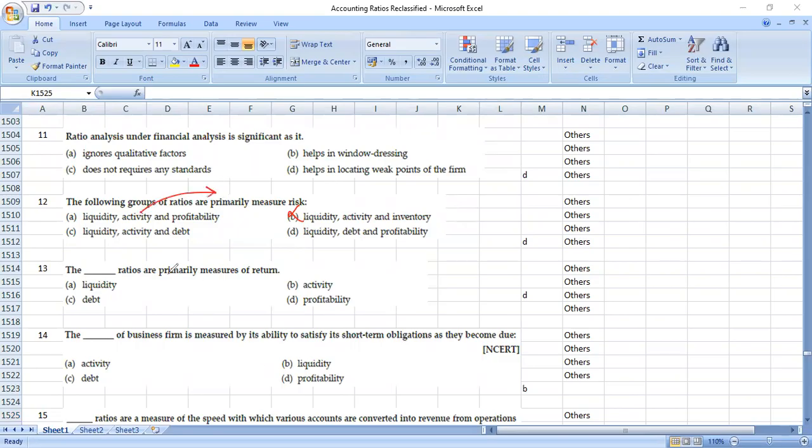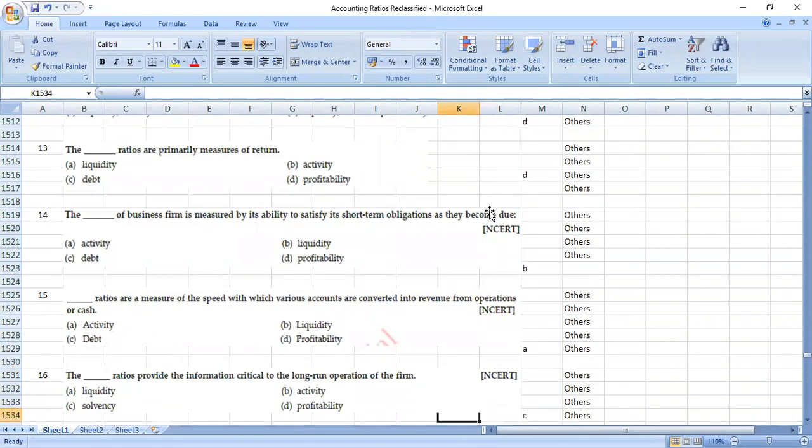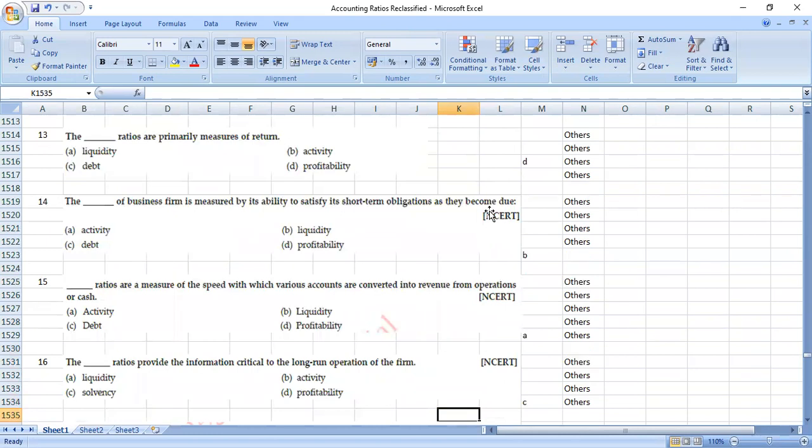Activity refers to the operational efficiency of the firm. So this cannot be there. This cannot be there. I think this is the answer. Liquidity, debt, and profitability is the answer. Okay. As per the answer sheet, also D for dog is the answer. Written on the side: the dash ratios are primarily measures of return. Profitability. Return means how much you're getting back on what you invested. So profitability is the correct answer.